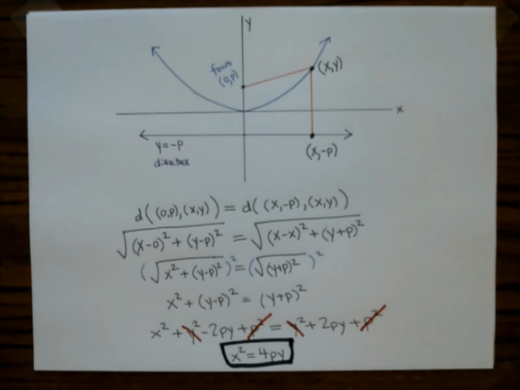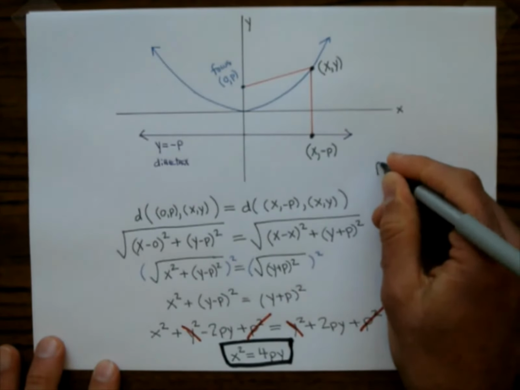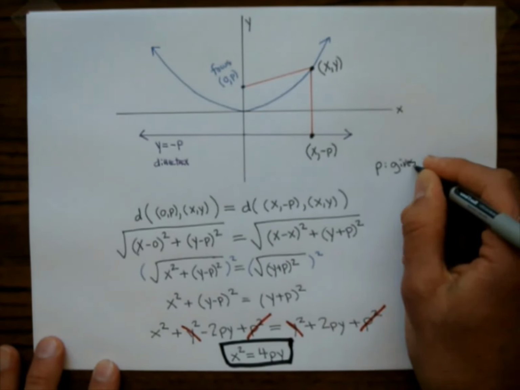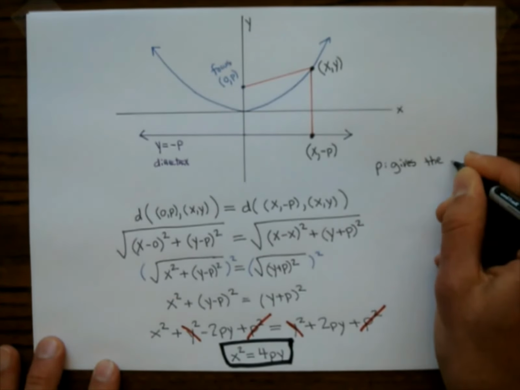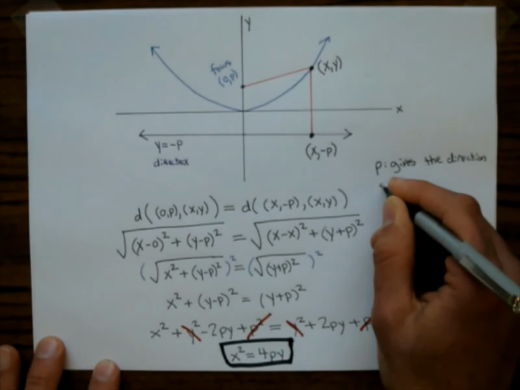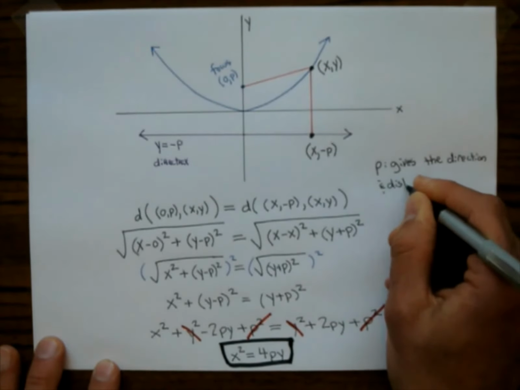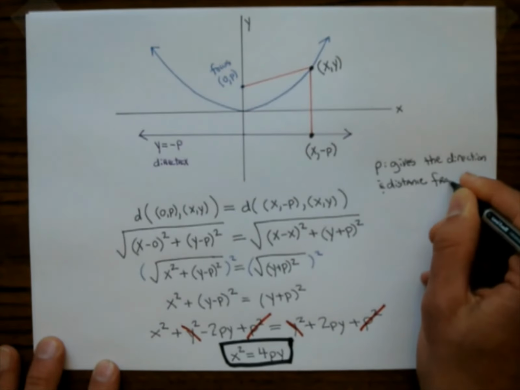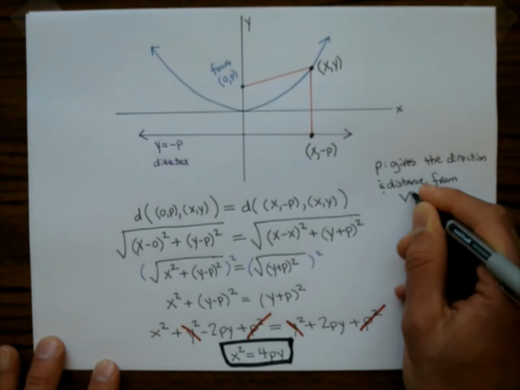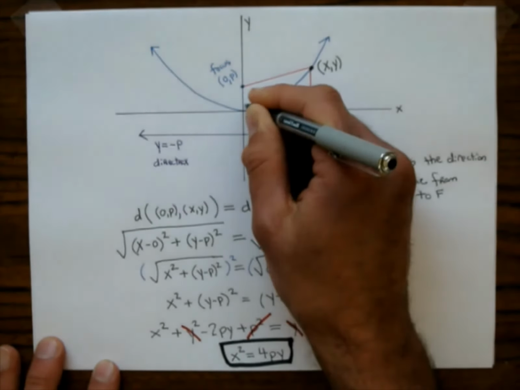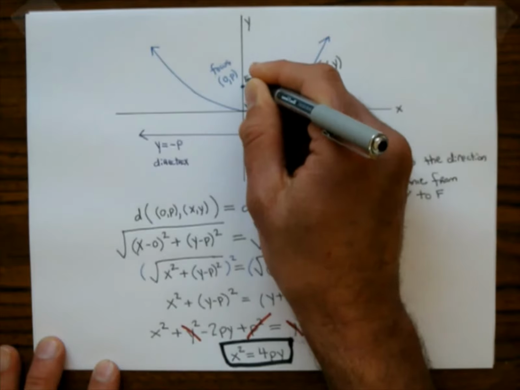Okay, so what do we have here? p is a directed distance. So p gives the direction and distance, and we have to pay attention to this, from the vertex V to the focus F. So remember, this is the vertex and this is the focus.